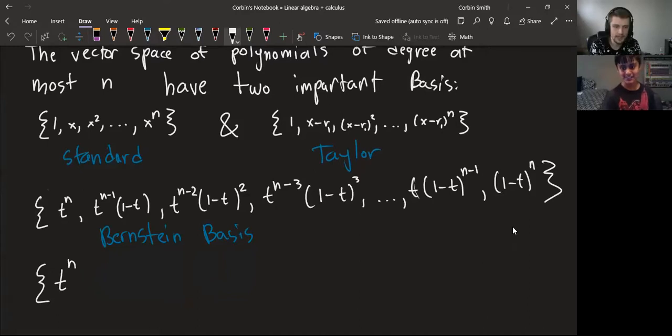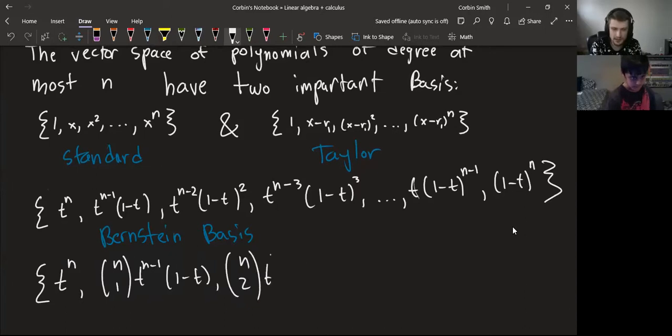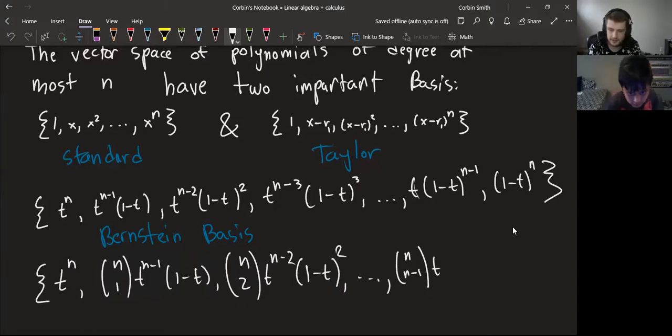So we have t to the n, comma, n choose 1 times t to the n minus 1 times 1 minus t. And then n choose 2, t to the n minus 2, 1 minus t squared. Do you know what this basis is? No, I don't know what it is. You sure you don't know what this is?